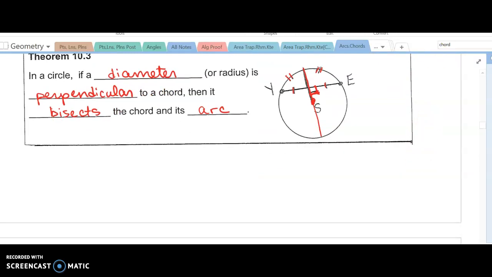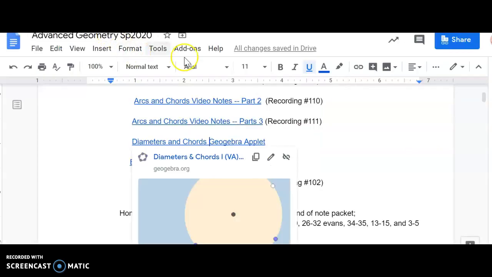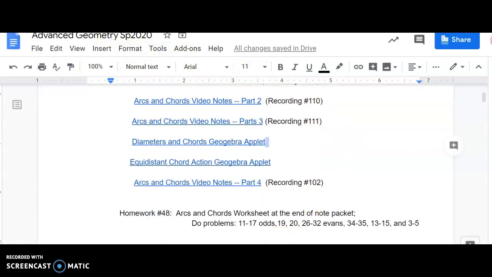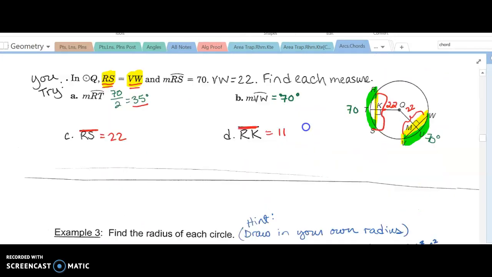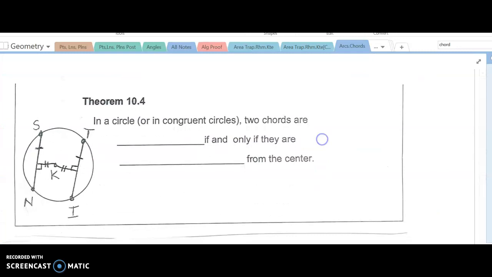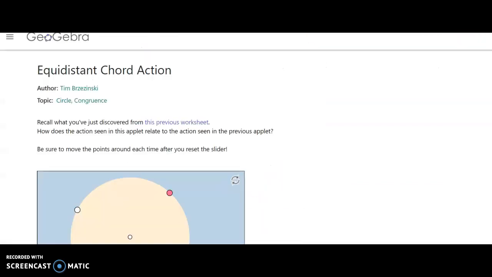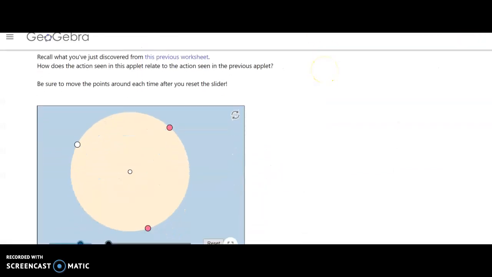Let's go look real quick at the other applet. Oh wait, we're not ready for that one, just kidding. Okay, so let's go fill out Theorem 10.4. Oh, we were ready for that one. Sorry guys.